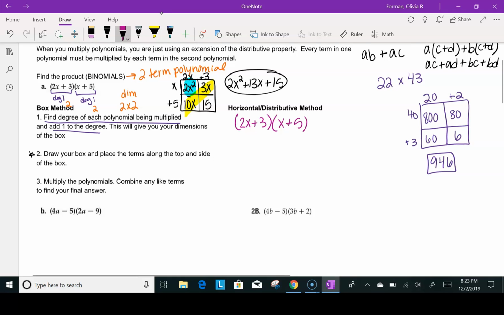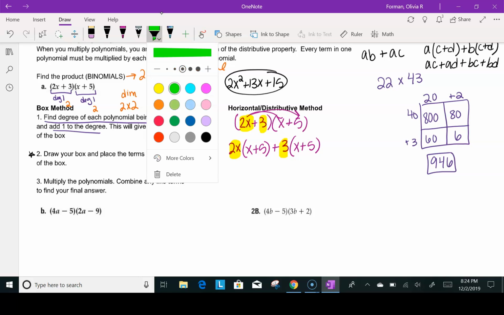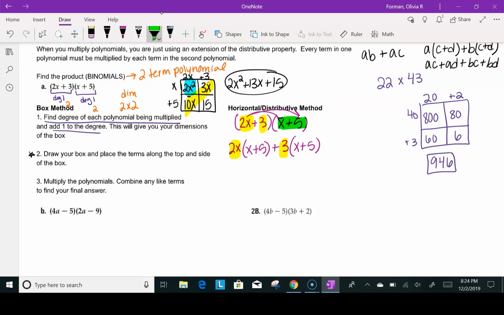And what needs to happen is this 2x needs to be multiplied by both terms over here. So I'm going to write 2x and multiply that by x plus 5. Then we're going to take that 3, and it also has to be multiplied by x plus 5. So this 2x gets split up from the 3. You split them apart, and the x plus 5 stays together, but it's getting multiplied on both sides. So I say 2x times x, which is 2x squared, 2x times 5, which is 10x.